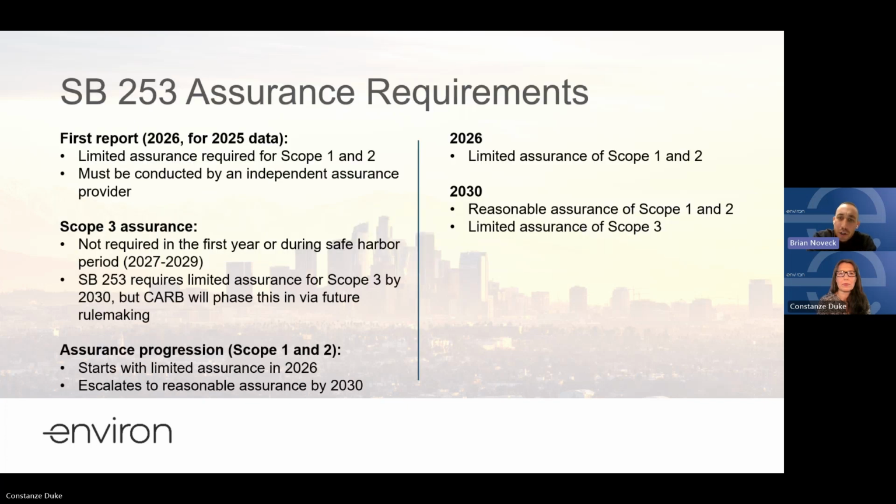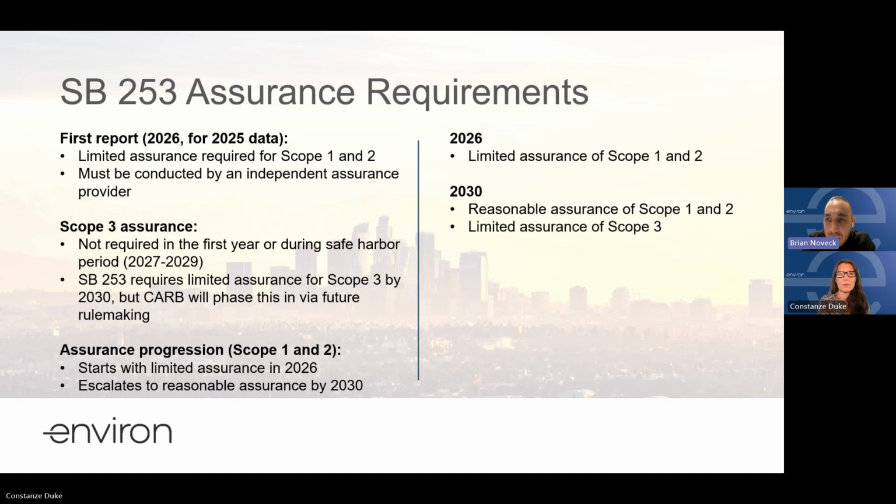Just to share on the assurance requirements, this has been touched upon already, but for the first report to be reported in 2026 on 2025 data, there is a requirement for limited assurance on scope 1 and scope 2. This must be provided by an independent assurance provider. For scope 3, that is not phased in from an assurance perspective until 2030.